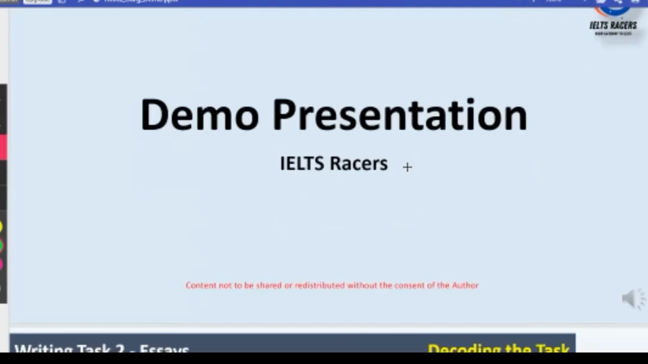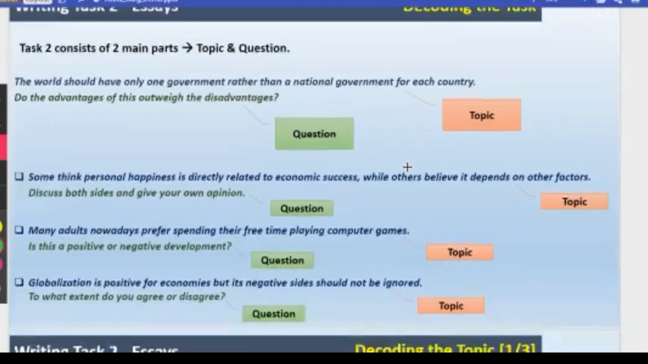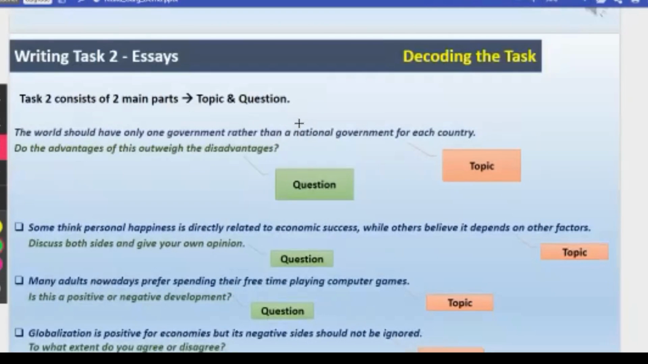So let us move to the next slide. Here I'm going to tell you about how we can decode the task. So you can see, the first thing I want to tell you is, whenever you receive a task in your IELTS examination, you will notice that there are two things. First thing is a statement given to you which is mostly related to some social information.